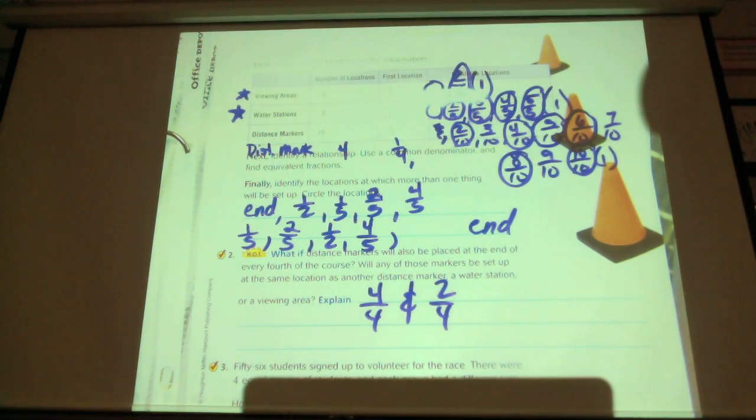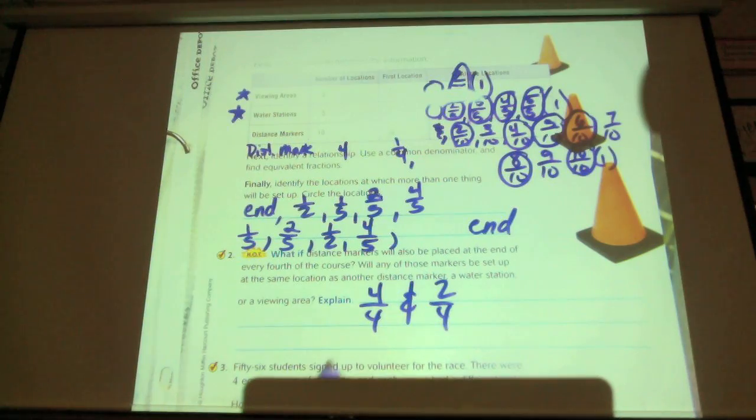Stop. Get your hand down. Thank you. Lydia, can you explain to me how you did that? Okay, so you did 1/4, 2/4, 3/4, 4/4, and then how did you compare them? How did you know that there would be markers at those two spots?